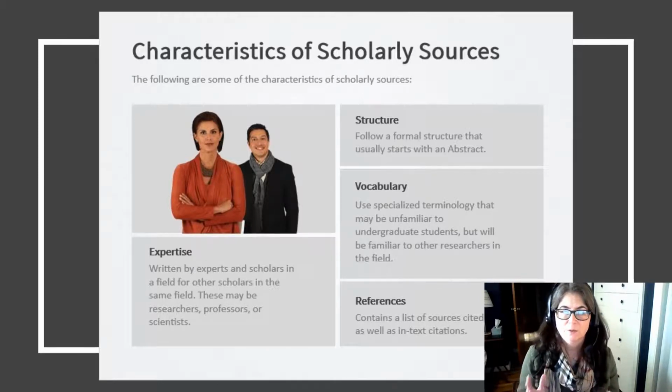So if you're looking at an article and you're trying to decide, does this meet the requirement of being scholarly or not, those are some things you should look for. Who's it written by? Is that person an expert in the field? Does it follow a formal structure? Is there high level, kind of hard to understand vocabulary? And are there references listed?